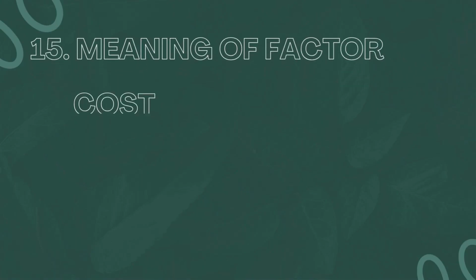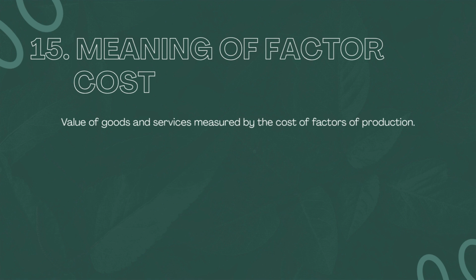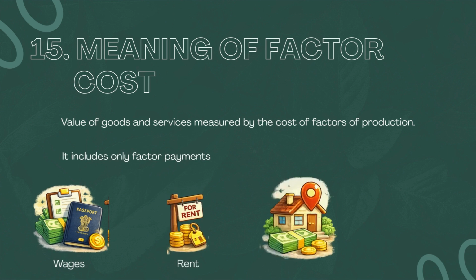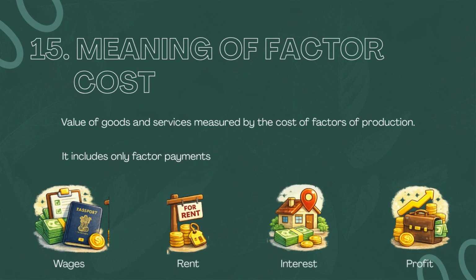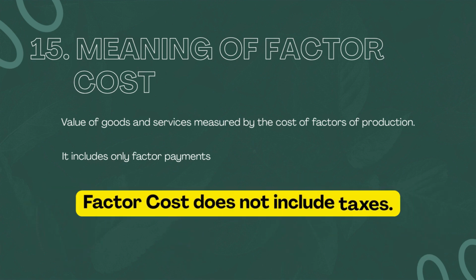15th, meaning of factor cost. It refers to the value of goods and services measured by the cost of factors of production. It includes only factor payments like wages, rent, interest, and profit. Remember, factor cost does not include taxes.